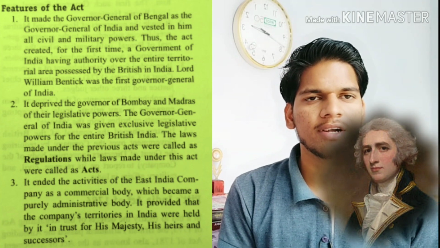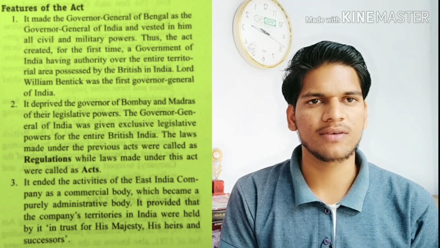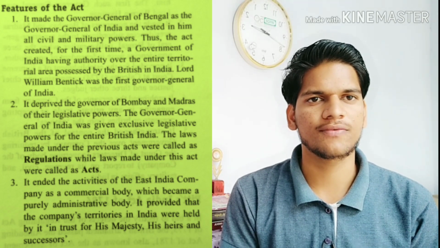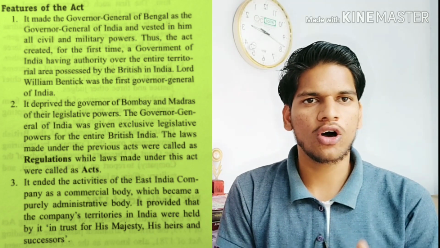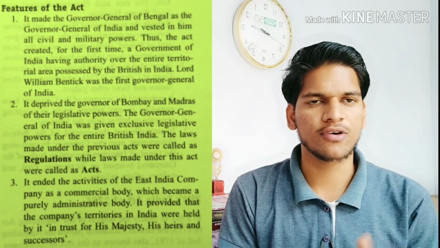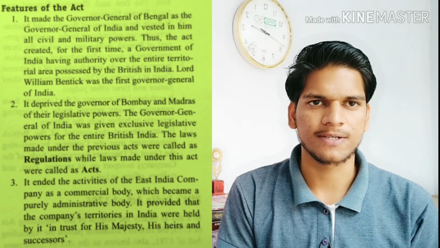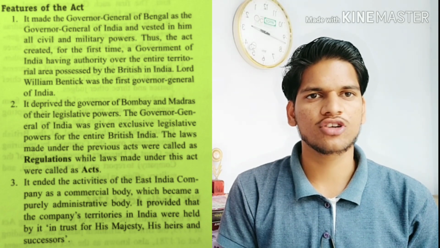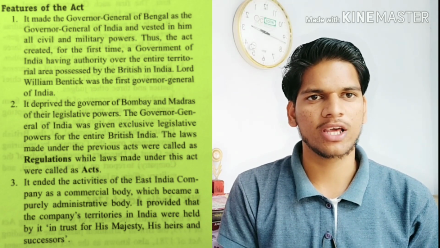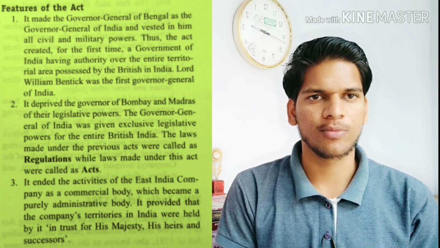It deprived the Governors of Bombay and Madras of their legislative powers, because all the exclusive legislative powers were given to the Governor General of India. And there is a key point. All the laws and rules made under the previous acts were known as regulations, but from this act, all the laws and rules were known as the Act of Parliament. As a result, it ended the activities of the East India Company as a commercial body, because after that, it became a pure administrative body.